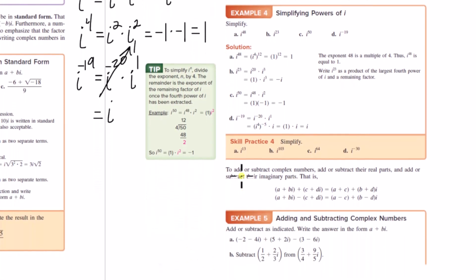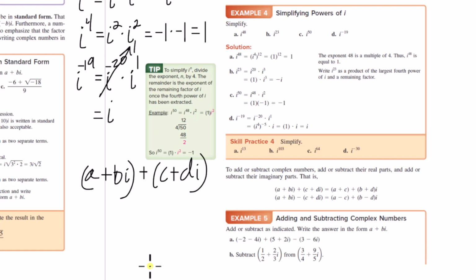Now, adding and subtracting complex numbers. This is actually really straightforward. When it came to dividing complex numbers, the mechanics are different. With adding complex numbers, it's just addition like we normally work with, because we can see a plus bi plus c plus di. That's 2 complex numbers, right? How do you add these? It's just like combining like terms. You're going to get a plus c plus (b plus d)i. And there's your new complex number.